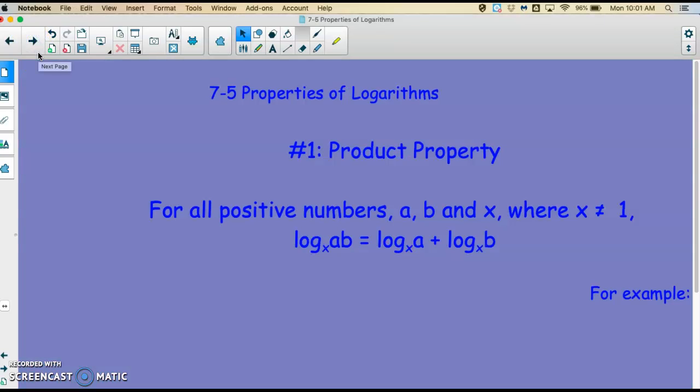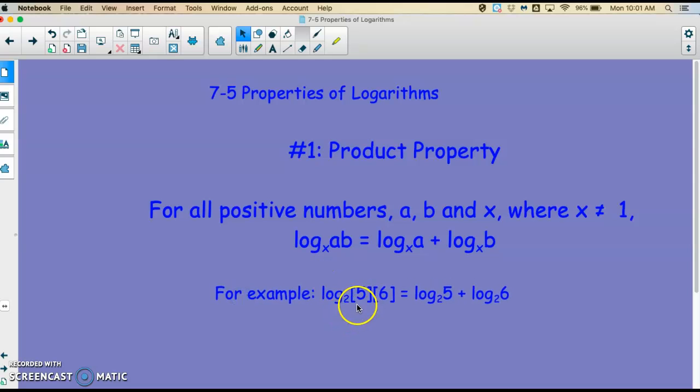And the first one is the product property. With the product property, when your amounts are being multiplied, that means you're adding your logarithms. So an example would look like this. If we have log base 2 of 5 times 6, you could write that as log base 2 of 5 plus log base 2 of 6 and get the same value. So go ahead and pause the video and write this property down.